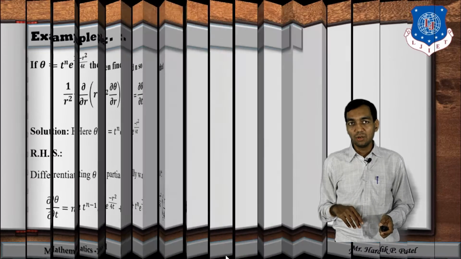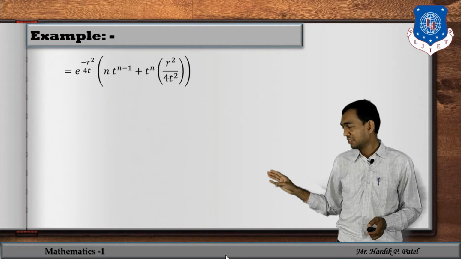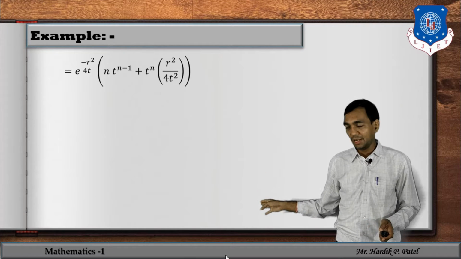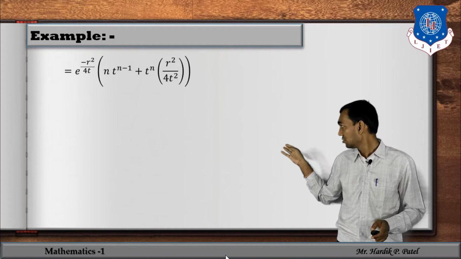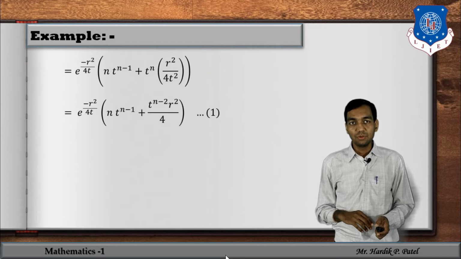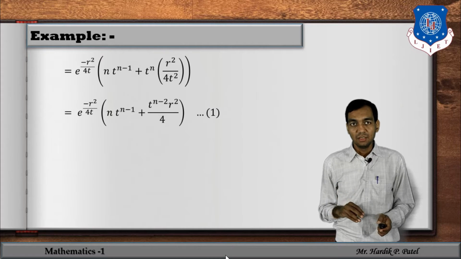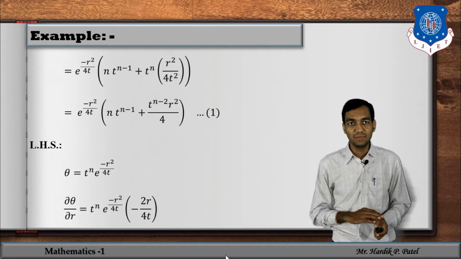Now take out e^(−r²/4t) as common, so that gives e^(−r²/4t) into the bracket n t^(n−1) + t^n into r²/4t². Now this is your right hand side. Sorry, this is your right hand side. Now we are going to find the left hand side.